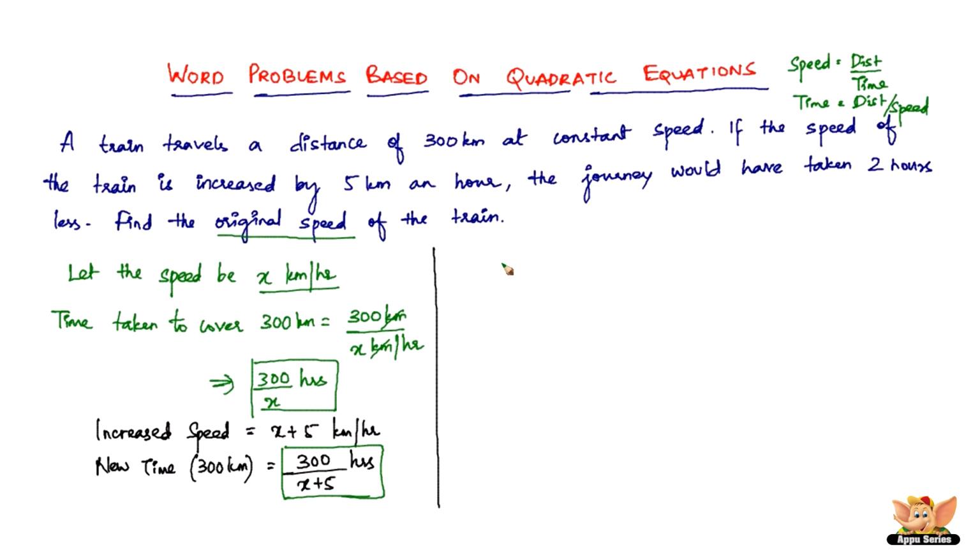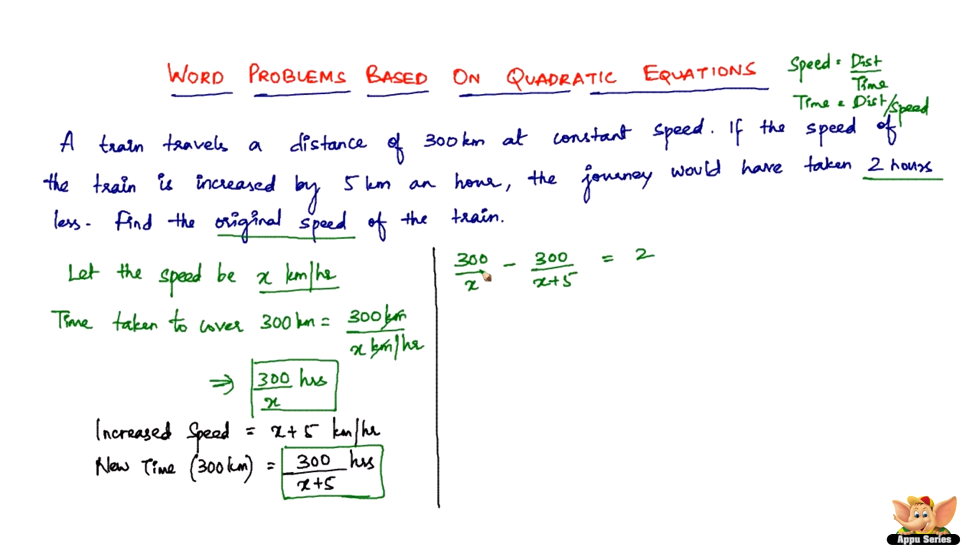So right there we form the equation: 300 divided by x, which is more time, definitely, minus 300 divided by x plus 5. How much of a difference does it make? 2 hours, so 2. That is it, the problem is almost done. If you've come till here, the problem is 95% done, because this is the main thing. From here on, you've done these things in the previous videos. Just solve them, that's all.